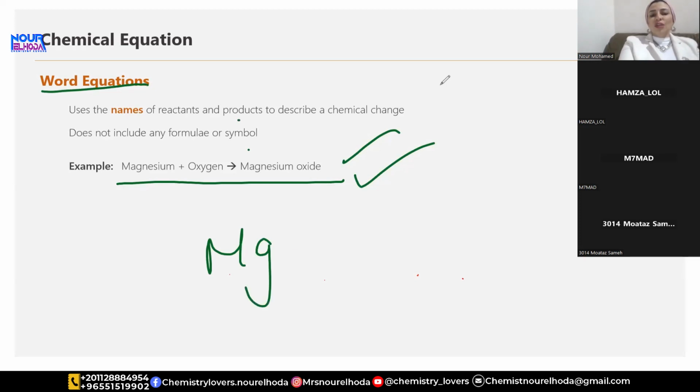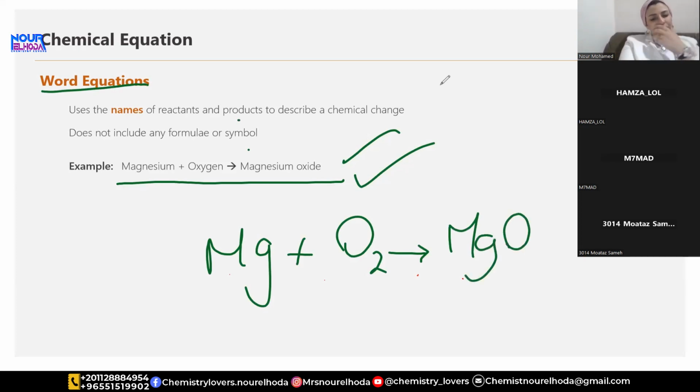Sometimes once you read the equation, magnesium plus oxygen, this is a very fatal mistake, or very common. Magnesium plus oxygen is going to give you MgO. And that's it, in a very easy way. And then of course we will balance. Here 2, here 1, so we'll put 1.